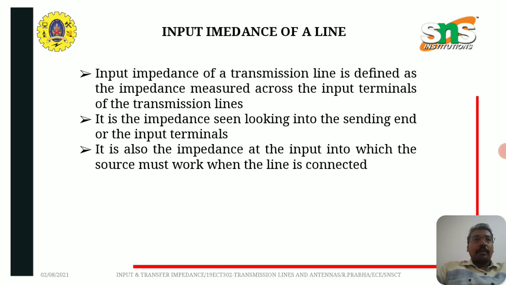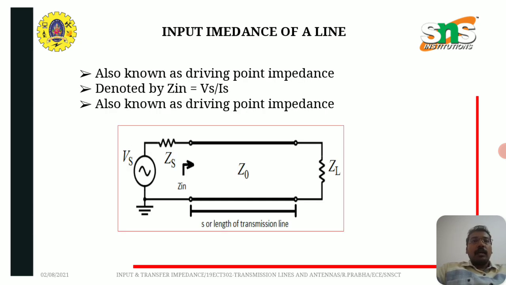Input impedance of a transmission line is defined as the impedance measured across the input terminals of the transmission line. It is the impedance seen looking into the sending end or the input terminals. It is also the impedance at the input into which the source must work when the line is connected. Also known as driving point impedance, it is denoted by Zin, which is equal to Es by Is.